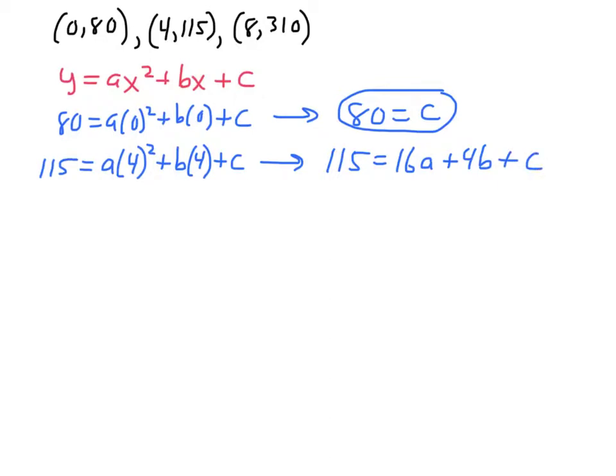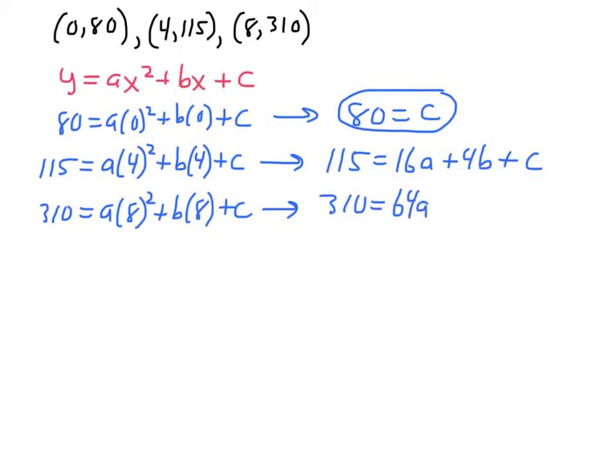And then for the last point, we'll substitute 8 in for x and 310 in for y. So we have 310 equals a times 8 squared plus b times 8 plus c. And that simplifies down to 310 equals 64a plus 8b plus c.